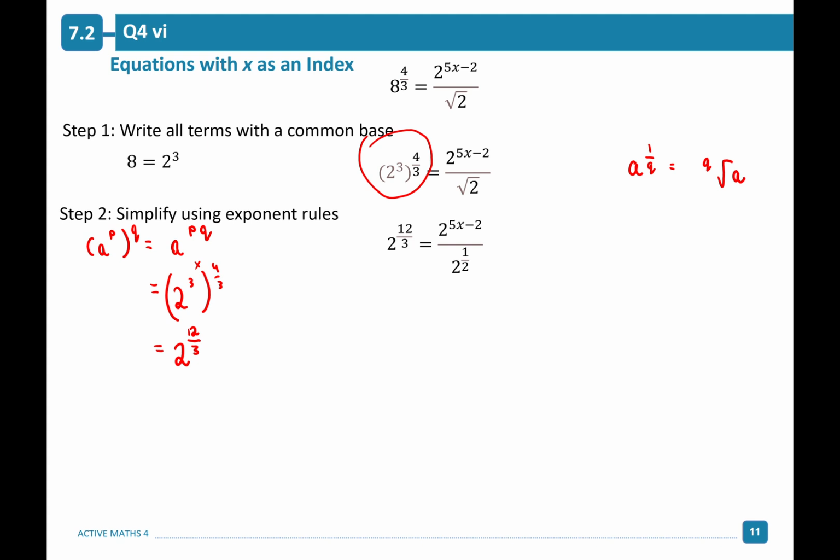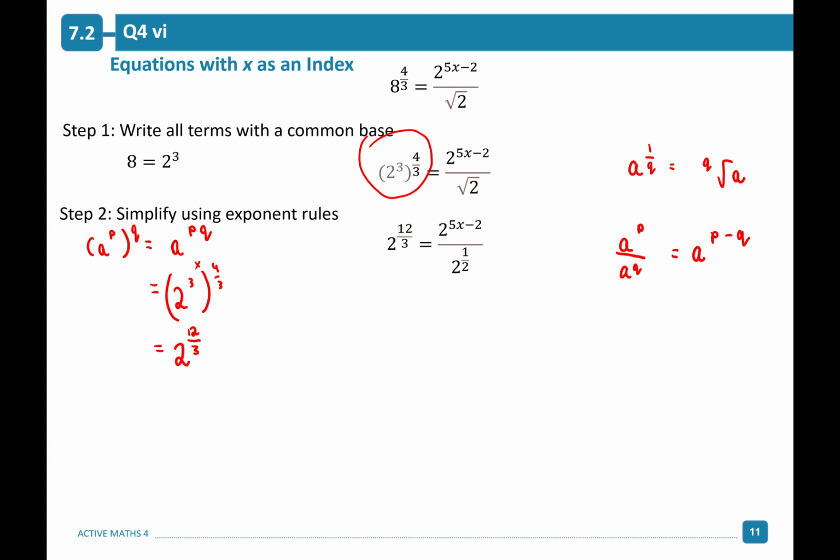I can continue to simplify my exponents. So using rule 2, I know that a to the power of p divided by a to the power of q is the same as a to the power of p minus q. So when I have the same base, I can subtract my exponents. This will simplify. And on the left-hand side, 12 over 3 can simplify to 4.